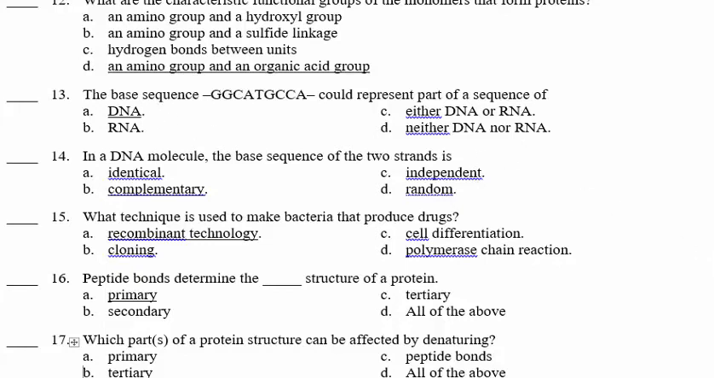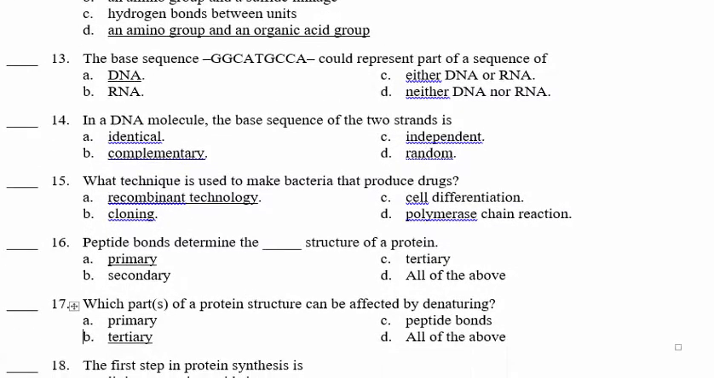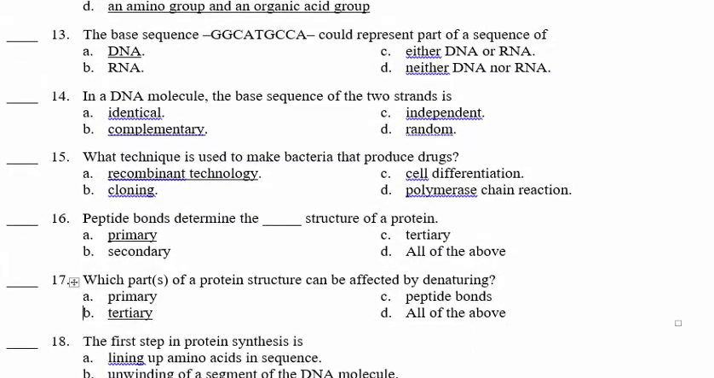14. In a DNA molecule, the base sequence of the 2 strands is complementary. We said that one strand, for example, contains a certain base, and the other one contains the other complementary base. The T is always completing A, and the G and C are always completing each other.